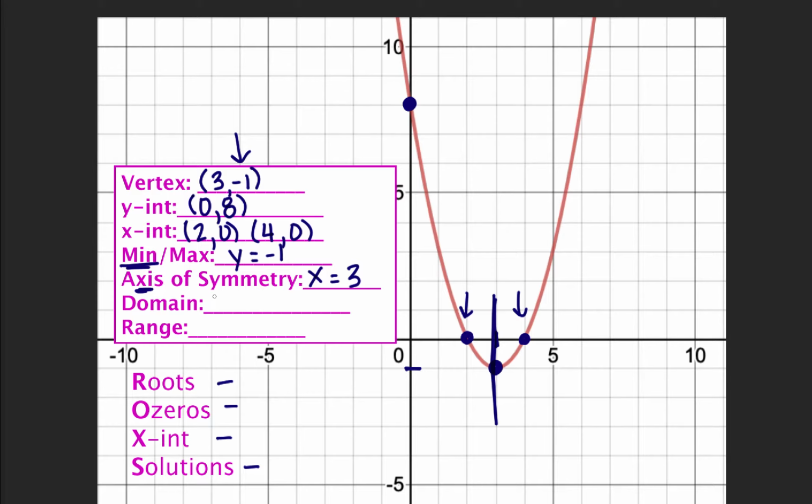Next thing, domain. If you remember back in class, we always talk about the domain of our parabolas in Algebra 1 always being the exact same, and it's always going to be ARN. Hopefully you remember that ARN stands for all real numbers.